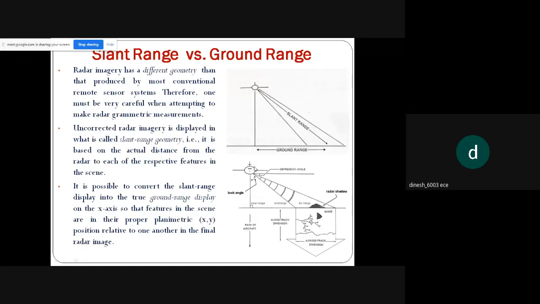You can see that radar is there, either deployed in aircraft or satellite is present in space. So the mountain is the target. So with the help of that ground range and this slant range, we are focusing towards the object or the target which is to be determined. So that can be converted into ground range also, which gives x, y positioning of the radar image.